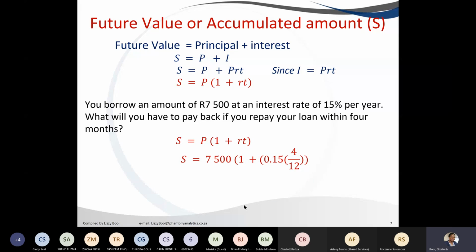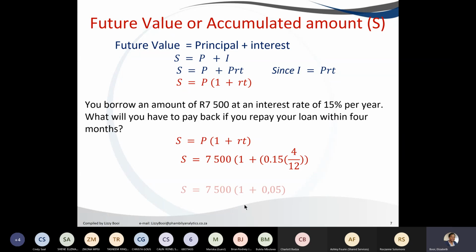Substituting the values, S is equal to 7,500 times 1 plus the bracket 0.15. Remember now, 15% we divide by 100, because we do not use it as a percent like that, unless you know how to use your calculator. So we say 15% divided by 100, it's 0.15. And we convert 4 months into a year by dividing it by 12. So it will be 4 divided by 12, which will represent the term.